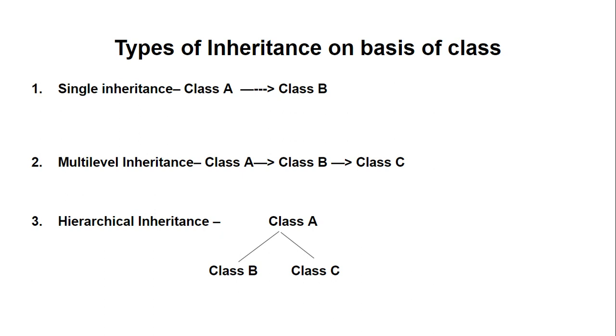And the last one is hierarchical. Class B is derived from class A, and class C is derived from class A. So this is all about inheritance.